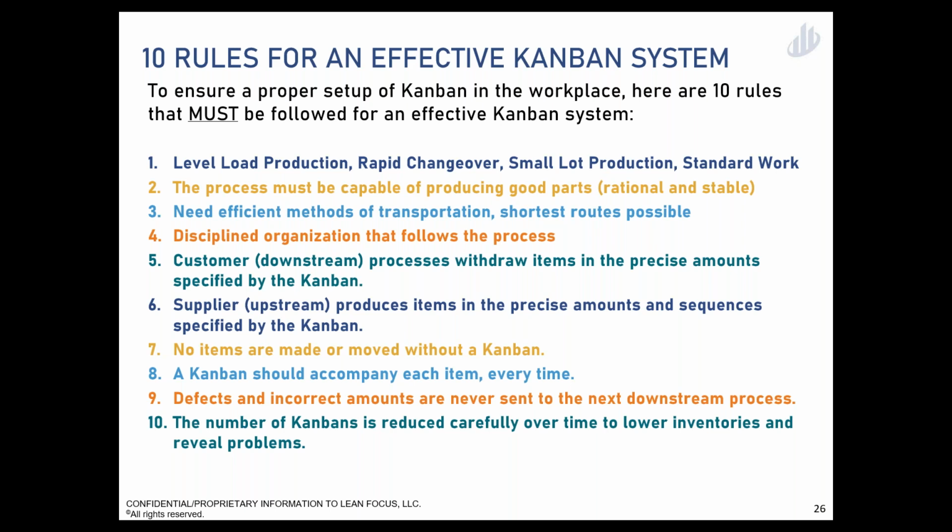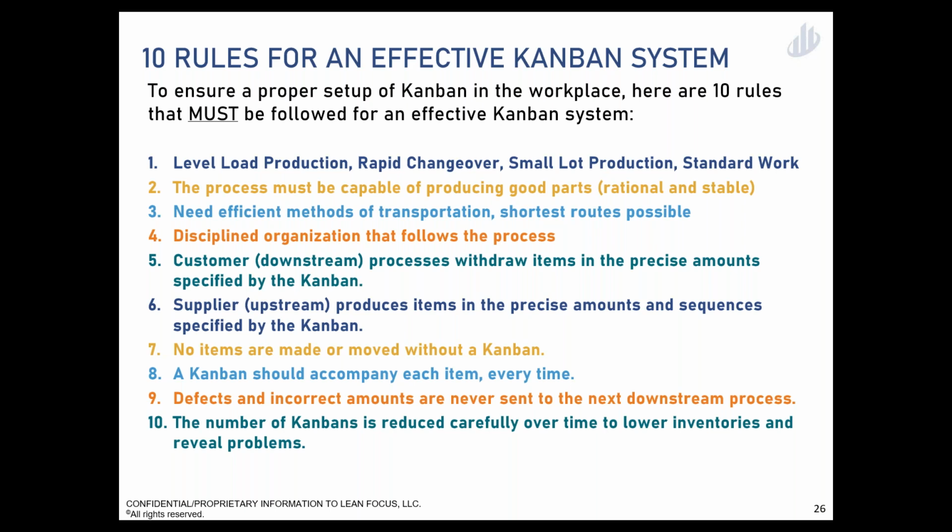So if you take a value stream map view of your operation, you say, oh, that cell's down a lot. Oops, safety stock. Oh, that cell has a labor issue. Safety stock. That cell has supplier issues. Safety stock. That cell has really high quantities. Safety stock. All of those are damaging your inventory performance. Next is the process has to be capable of producing good parts. It has to be a rational and a stable process. You have to have good methods of transportation, shortest routes.